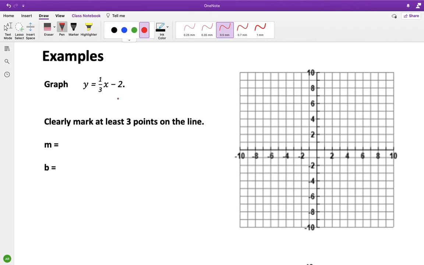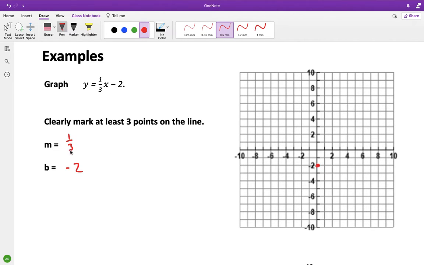Before I start, I'm just going to quickly identify the slope and the y-intercept. My slope here is 1 over 3. I know that because it's next to the x, and my y-intercept is negative 2. So first thing I'm going to do is place that negative 2 on the graph. I'm going to place that negative 2 here.